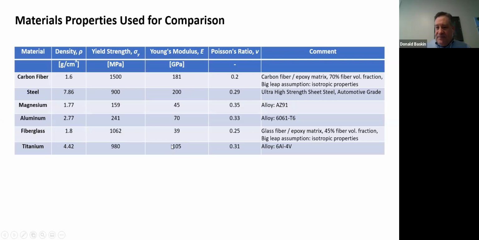Okay, some more notes here. I assumed an AZ91 for the magnesium. For the aluminum, I assumed a 6061 T6. The T6 is the heat treatment, that's how it's been precipitation hardened. And for the titanium, I'm using a 6-4 titanium, so this is actually the pretty strong premium titanium. Okay.